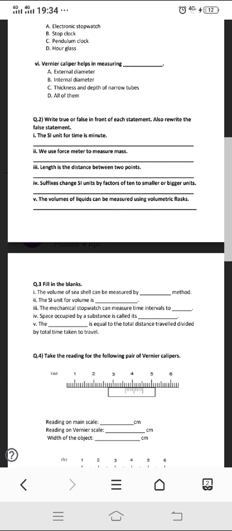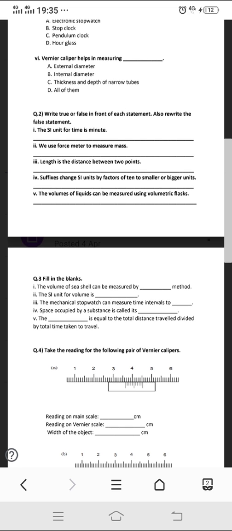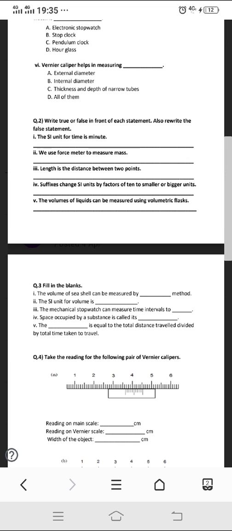Now, suffixes change SI units by factors of 10 to smaller or bigger units. By factors of 10 means that it either makes it smaller by 10 power minus 1, 10 power minus 2, 10 power minus 3, or it makes it bigger by 10 power 1, 10 power 2, 10 power 3. So 10 power 2 means that the 0 is going to come 2 times. So 10 power 2 is 1 with 2 zeros, and 1 with 2 zeros makes 100. 10 power 3 means 1 with 3 zeros, so that makes 1,000, right?